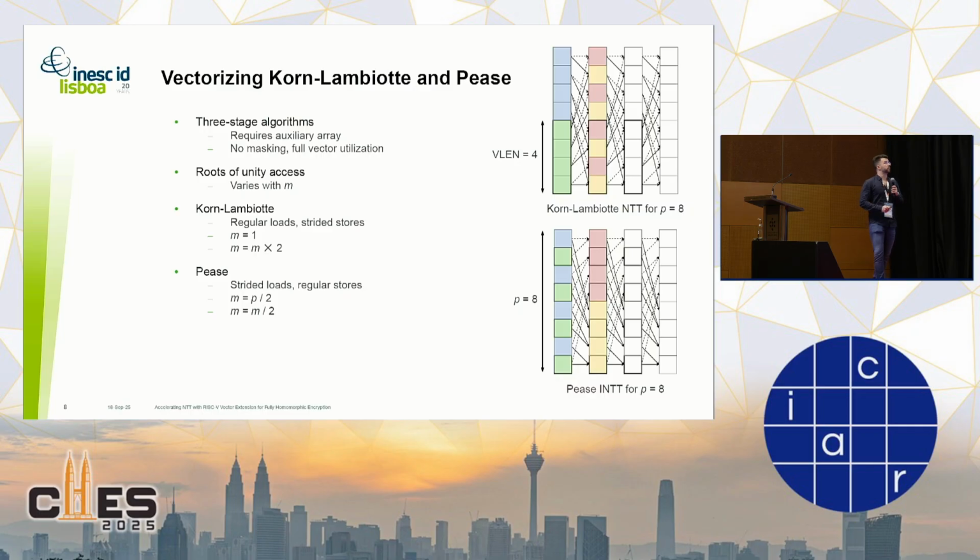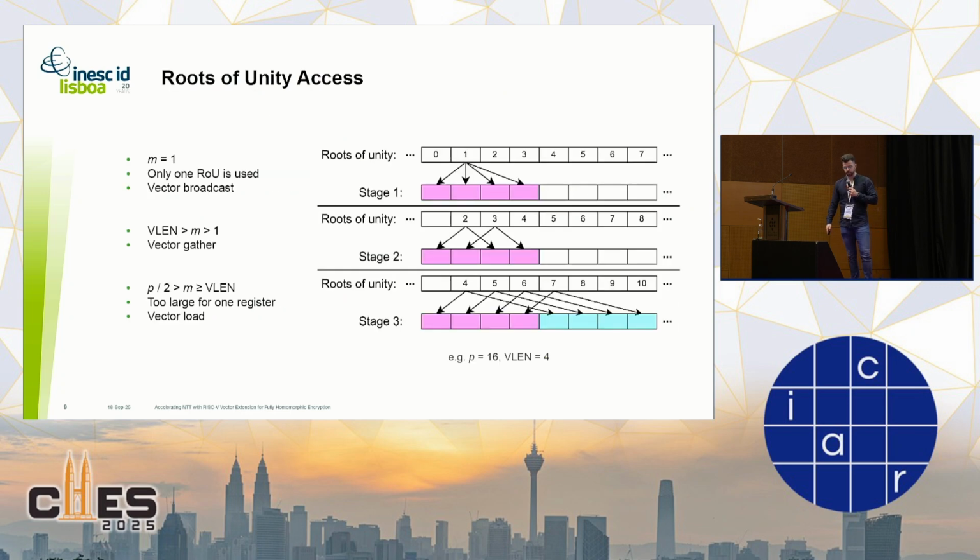So regarding Cooley-Tukey, which we see up top, here we have an example for p equals 8 and vector length of 4. We can see that we can do regular loads, so each one of these represents a vector, and then we do the butterfly, and then one half of the butterfly is a strided store here, and the other is a strided store there. m starts at 1, and then it doubles every stage. Pease is the exact opposite of what I just said, so instead we do strided loads, regular stores. m starts at p over 2, and at every stage it divides by 2.